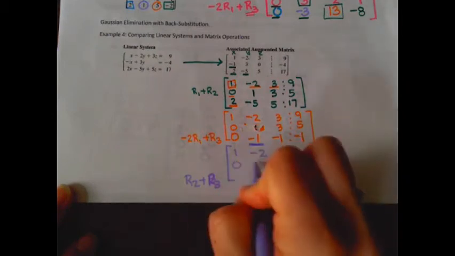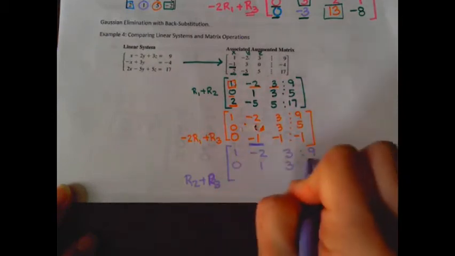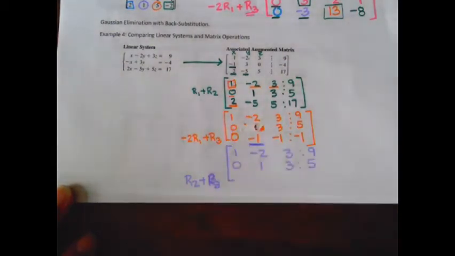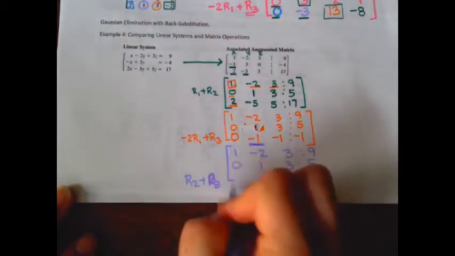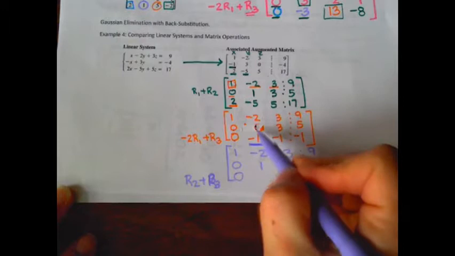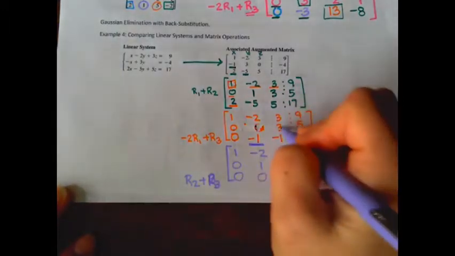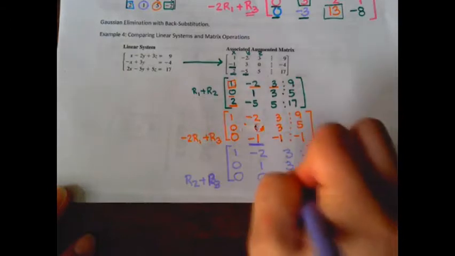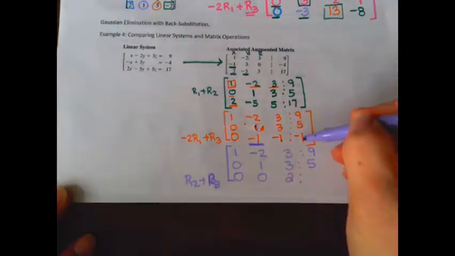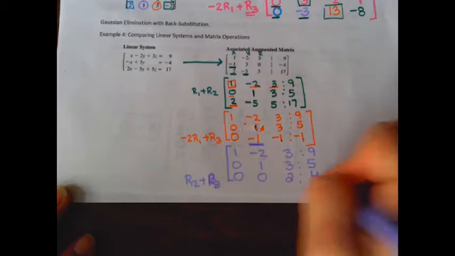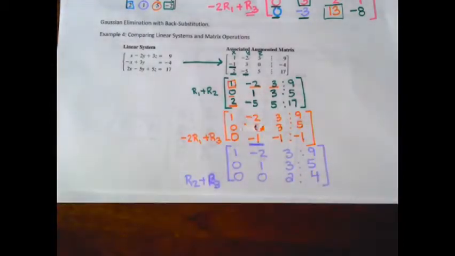Rewrite the second one. And I'm going to add row 2 and row 3 together. So 0 plus 0 is 0. 1 plus -1 is 0. 3 plus -1 is 2. And 5 plus -1 is 4. Okay. Is everyone okay with that?